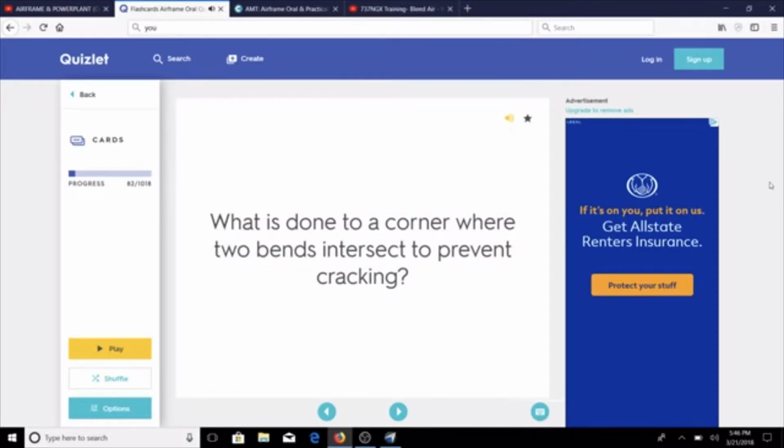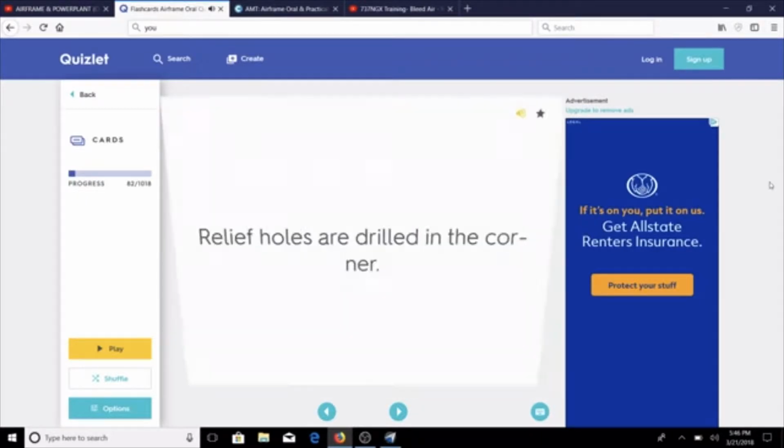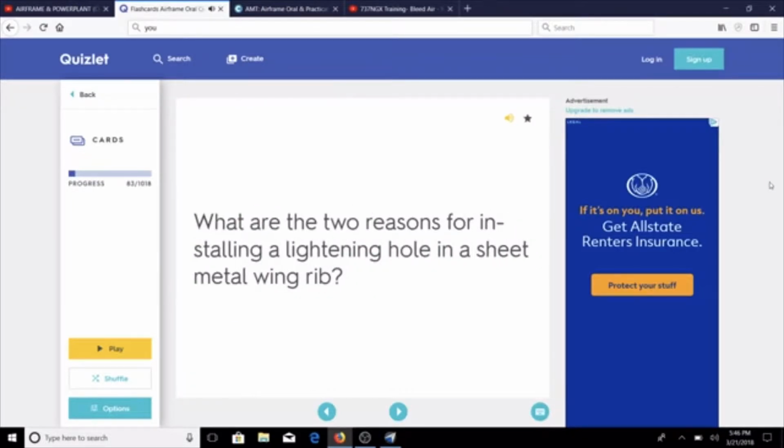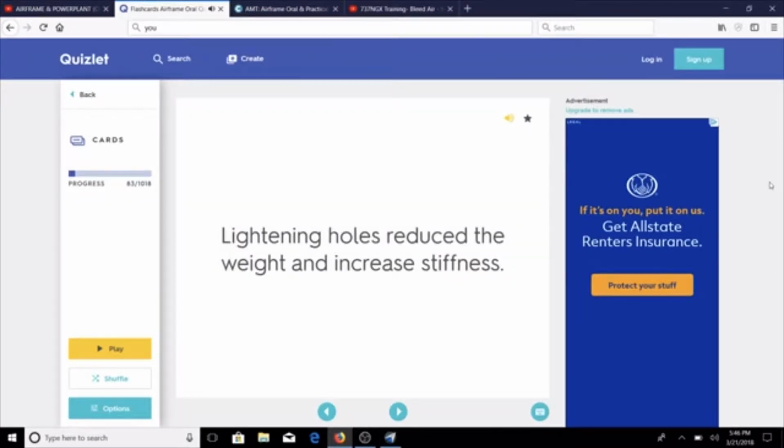What is done to a corner where 2 bends intersect to prevent cracking? Relief holes are drilled in the corner. What are the 2 reasons for installing a lightening hole in a sheet metal wing rib? Lightening holes reduce the weight and increase stiffness.